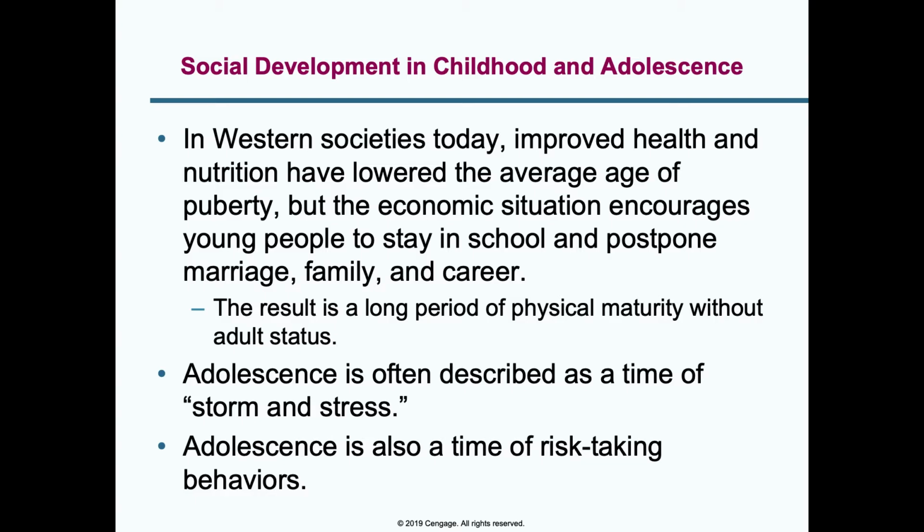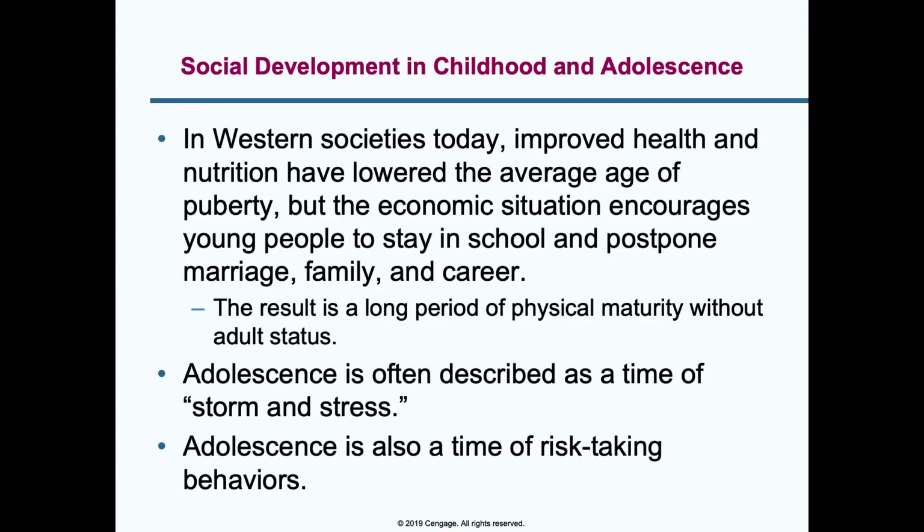Okay. But in today's society, economically, often young people are encouraged to stay in school and postpone things like marriage and a family and a career, because they have to continue on this path of getting an education first. So it's during this period of time where there's a lot of physical maturity with puberty starting earlier, but then they don't often have that kind of adult status of marriage, family, and career. And so as a result, peer relationships and this time of adolescence is often described as this storm and stress kind of time.